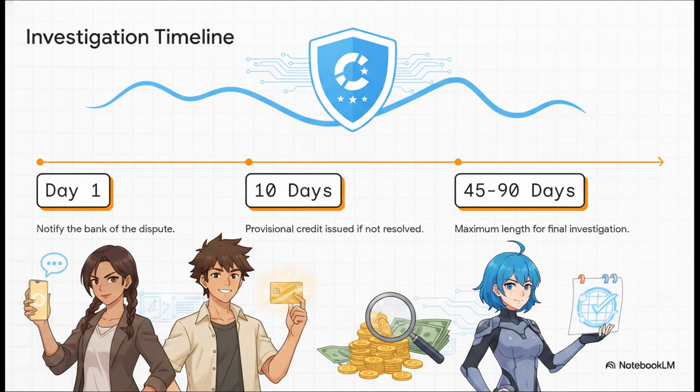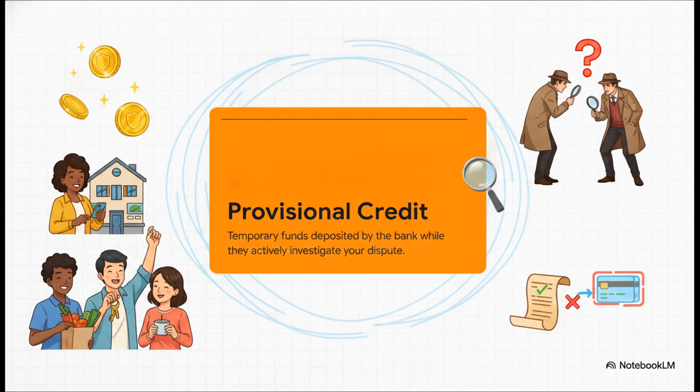Day 1 is when you notify the bank. Within 10 business days of that notification, if the bank hasn't finished their investigation yet, they'll typically issue you something called a provisional credit. From there, the bank can take up to 45 days, or sometimes even up to 90 days if it's a brand new account or a foreign transaction, to finalize the whole investigation. But the really good news here is that you won't be left out in the cold without your money for 3 months.